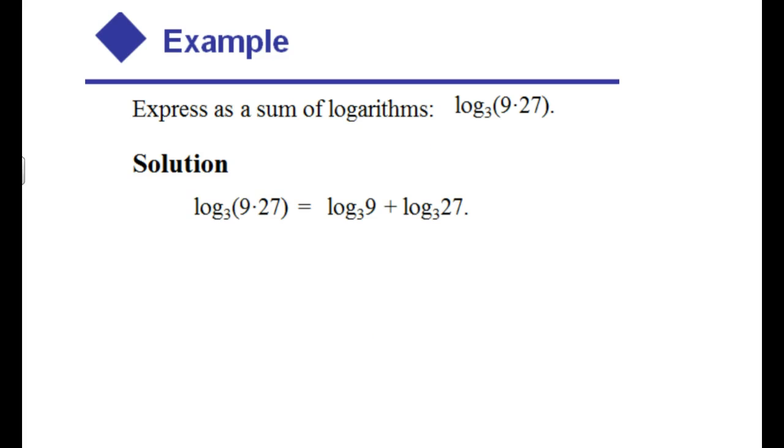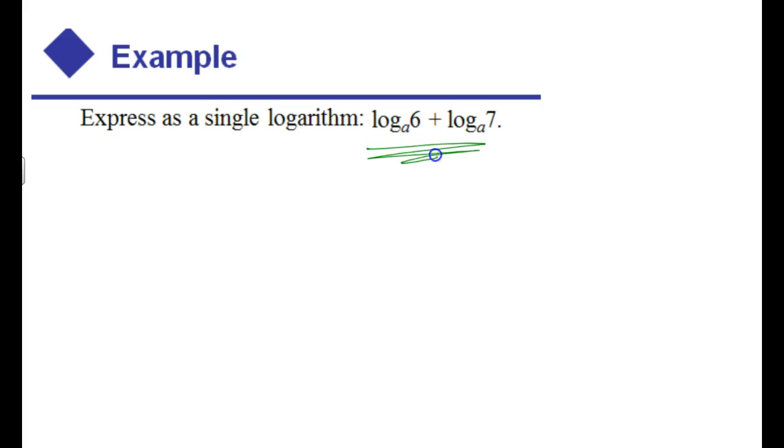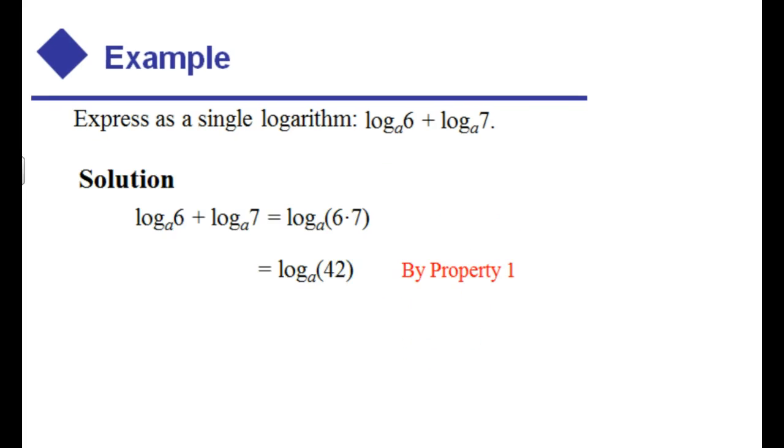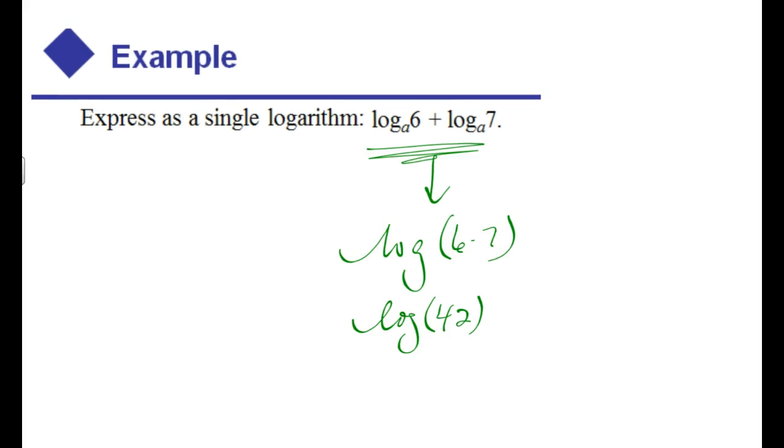But for this video, the point of this property is if you have a product, you can write it as a sum. So going backwards, if you have a sum, you can write it as a product. So this is going to be the log of 6 times 7, which is the log of 42. And the author agrees. Just remember, this base, no matter what it is, has to remain the same. If this was base 4 and this was base 5, I cannot apply these properties.